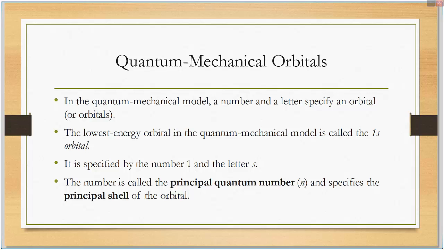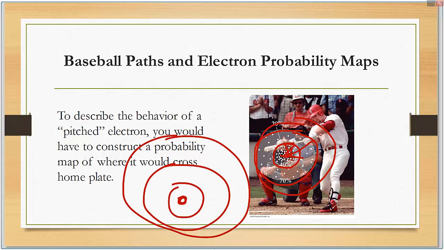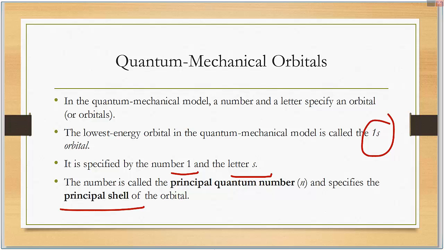In the quantum mechanical model, a number and a letter specify the orbital. The lowest energy orbital in the quantum mechanical model is called the 1s orbital. It is specified by the number 1 and the letter S. Alright, so let's talk about the 1. The 1 is the principal quantum number. It specifies the principal shell of the orbital. So when we look at this map, we have the nucleus, and then the rings on the outside. The first ring is 1, the second ring is 2, the third ring is 3, and so on. That's the principal quantum number: what number ring it is out. That's the principal shell.